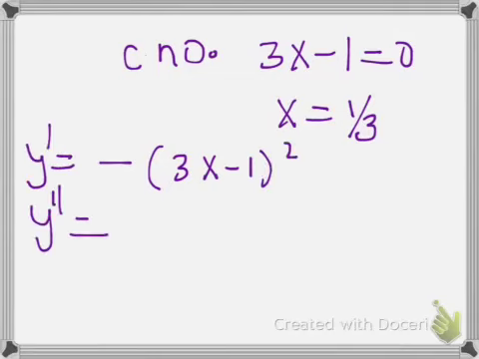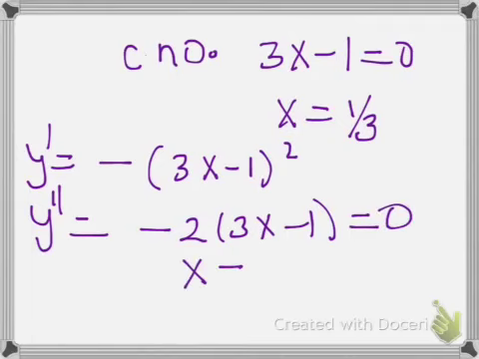The second derivative, again using the power rule, is minus 2 times (3x minus 1). That's my second derivative. Set it equal to 0, and I again get x equals 1/3 as my point of inflection. So it's the same point, like in the x cubed example. I have the same point of inflection and critical number.